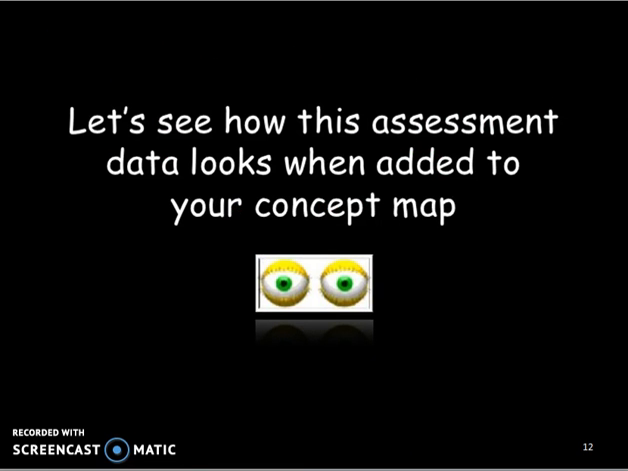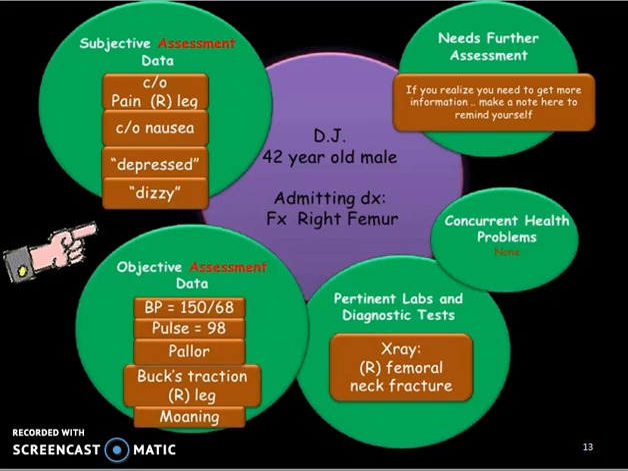Let's see how this assessment data looks when we add it to your concept map. It needs further assessment, subjective assessment data. DJ, 42-year-old male, admitted with diagnosis of right femur fracture. So put the information collected in the smaller circles around your patient primary circle.